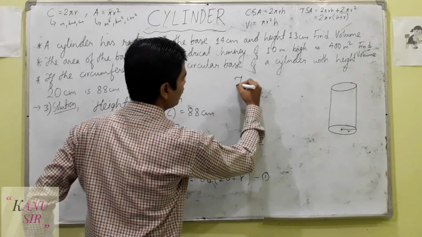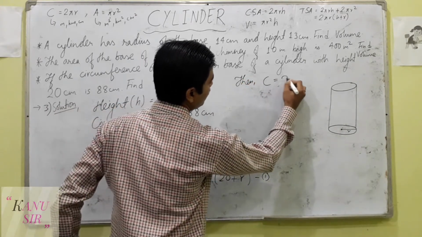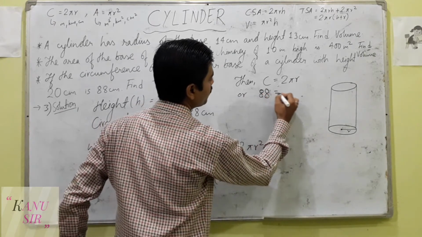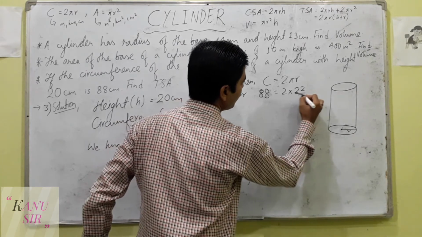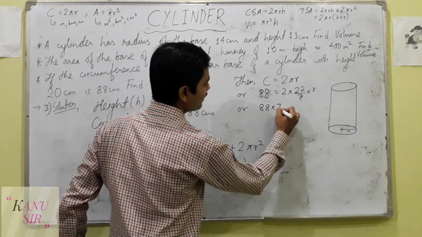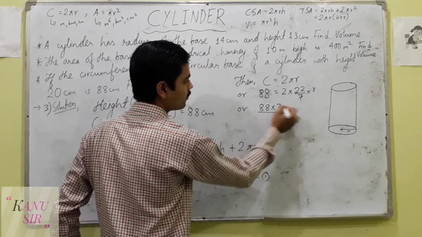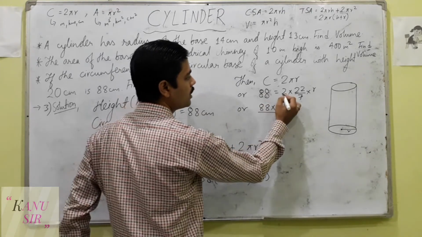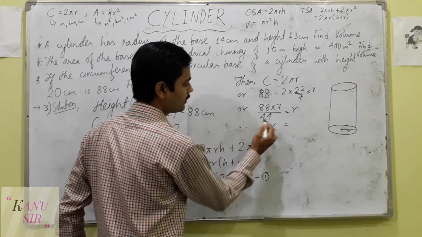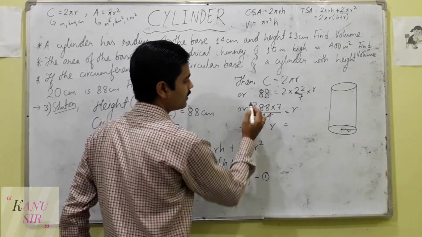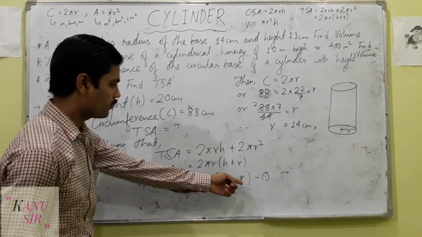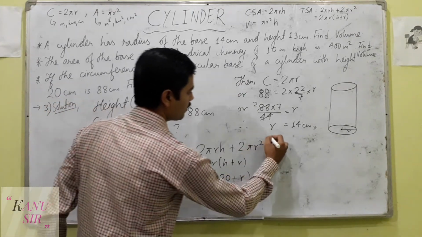Then we will write, C for circumference is the formula 2 pi r. We know the value of circumference as 88, 2, value of pi is 22 by 7, and the radius r. Or 88 times 7, because here it is in divisible form, when it comes to the left hand side it will be in multiplicative form. 2 times 22 is 44 is equal to r, therefore the value of r is 44 times 2 is 88, 7 2 times 4 is 14 centimeter.